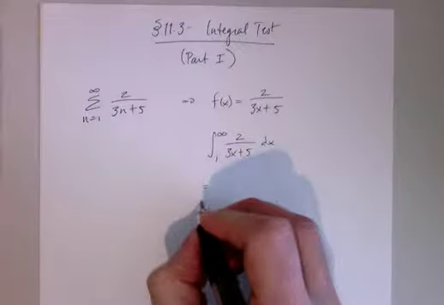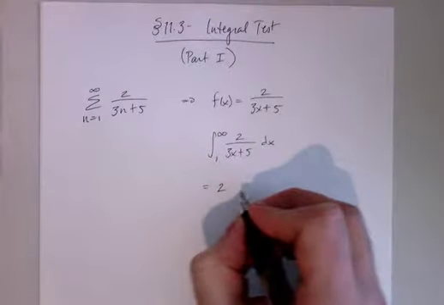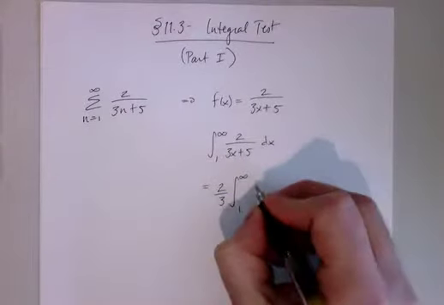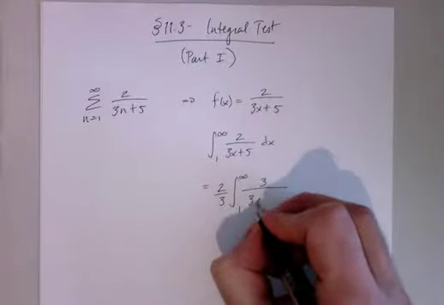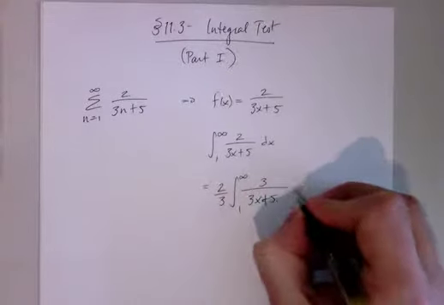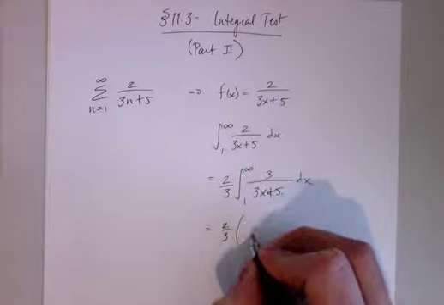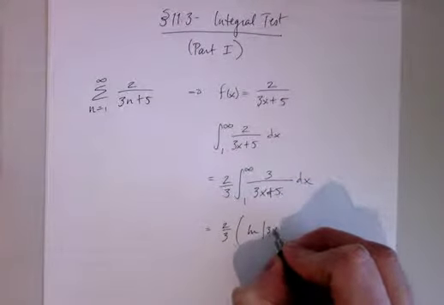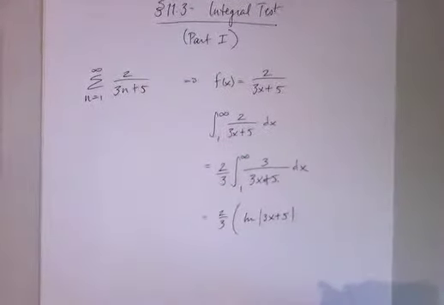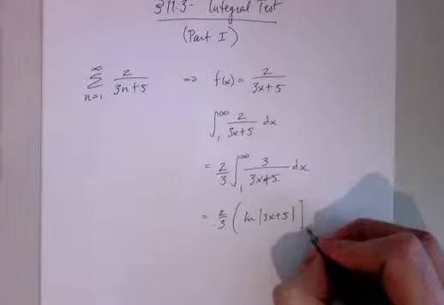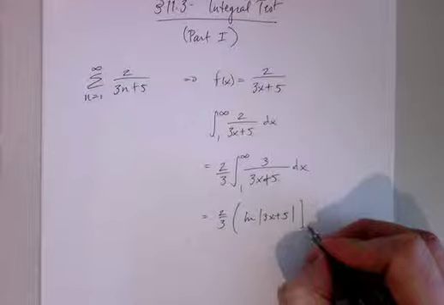Well, I happen to know that I don't like that 2 out in front. I want to put a 3 there, so I need to pull the 2 out in front and divide by 3 when I put a 3 up in that numerator, plus 5 dx, and that actually winds up being 2/3 times natural log of 3x plus 5. Of course, I don't have to use the absolute value bars because I know it's going to be positive, but just force of habit, from 1 to infinity.